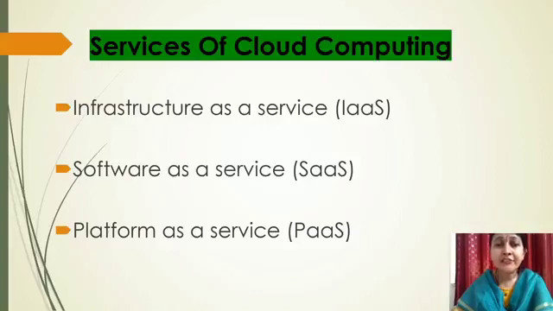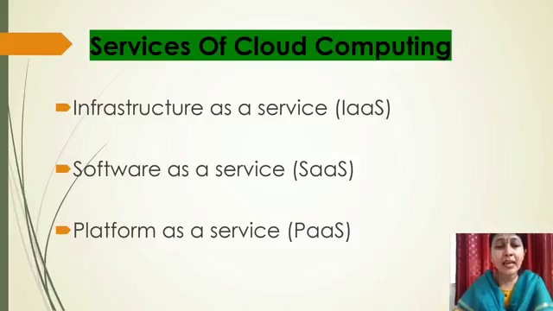IaaS? Infrastructure as a service provides infrastructure like servers, storage, network, operating systems over the internet on a pay-as-you-go basis. It is the most flexible cloud computing model. Examples of this: IBM Cloud, AWS, Oracle Cloud, and Google Cloud. These are the examples of IaaS.